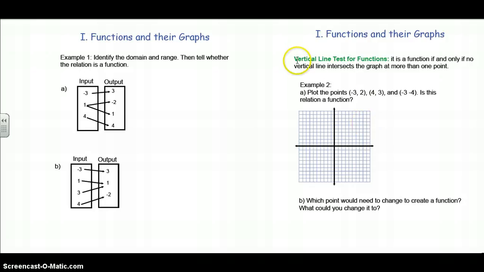Another thing that you learn is the vertical line test. It is a function if and only if no vertical line intersects the graph at more than one point. So plot the points -3 and 2, so -3 and 2 around here, 4 and 3, and -3 and -4. Is this a real function? Which point would need to change to create a function? And what could you change it to?